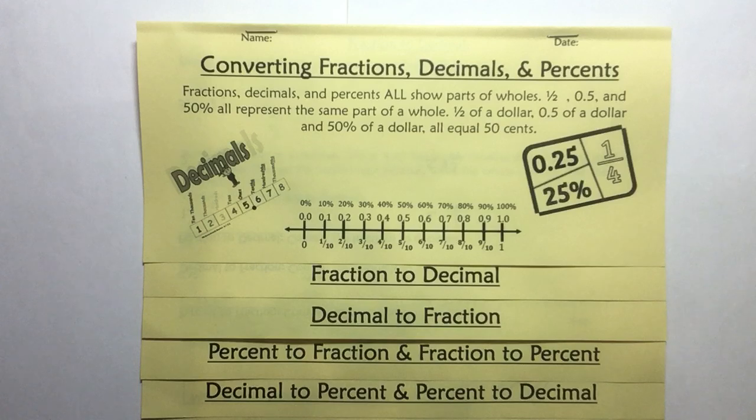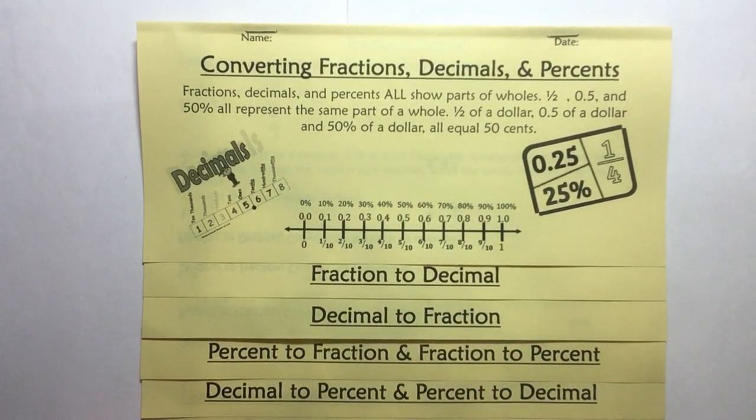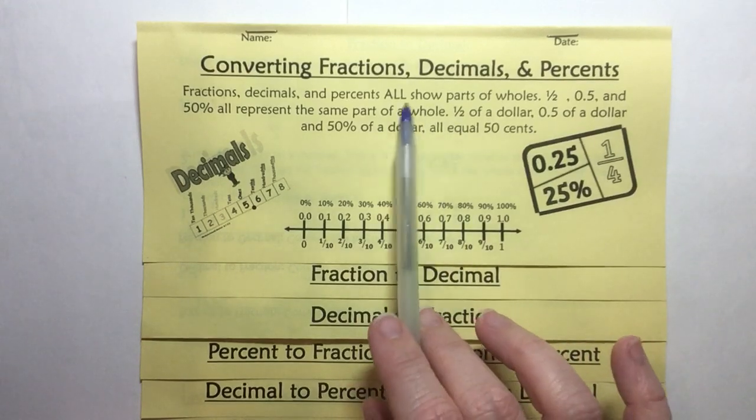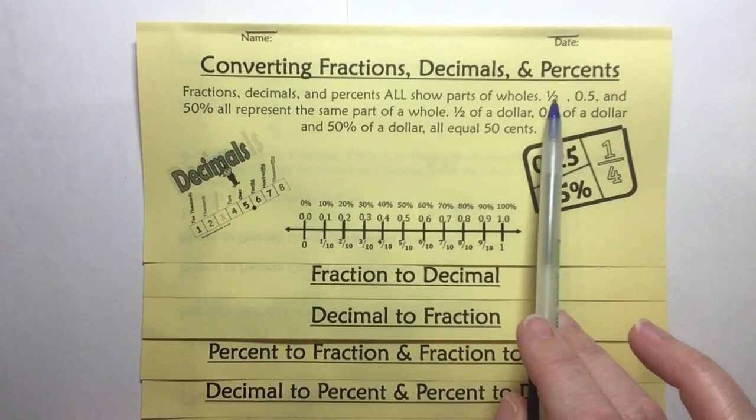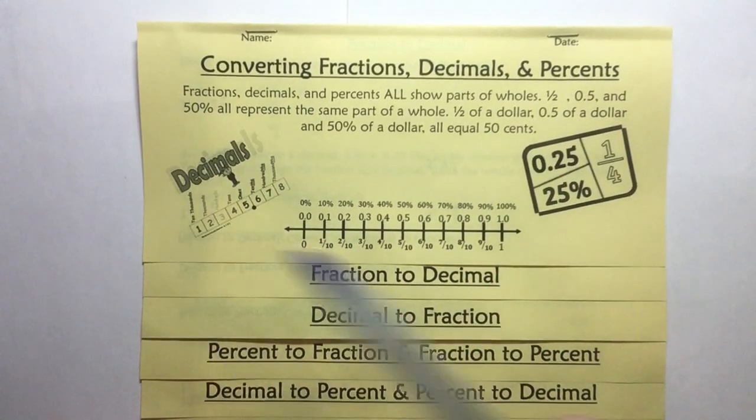Today we are going to be working on converting fractions, decimals, and percents. We're specifically going to be working on, in this video, fractions to decimals. I just wanted to remind you that fractions, decimals, and percents can be equivalent. They all show parts of wholes, like 1/2, 5/10, and 50% all represent the same part of the whole.